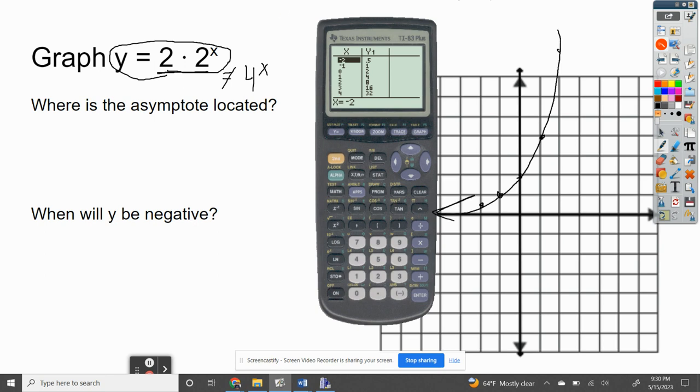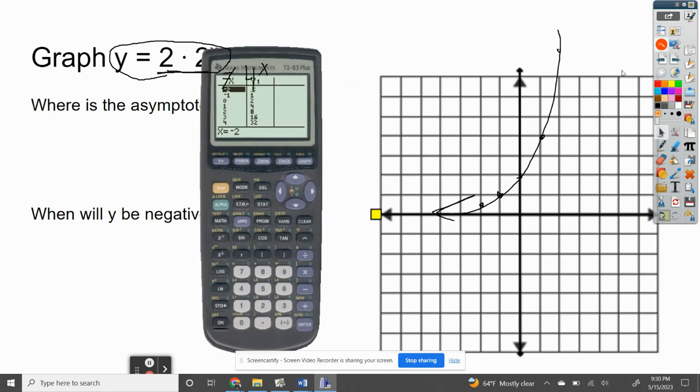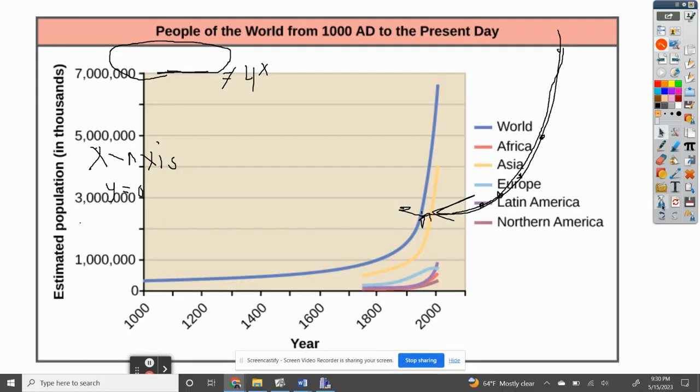That was pretty poorly done. You don't want it to cross the x-axis though. So when you draw this line, you want it to come down and approach the x-axis, but not cross it like I just did right there. So don't do that. Try to keep it really close though. So where's the asymptote located? Same place, x-axis. Or you could say y equals 0 is the equation of the line, the x-axis. When will y be negative? It says over here, never, never.